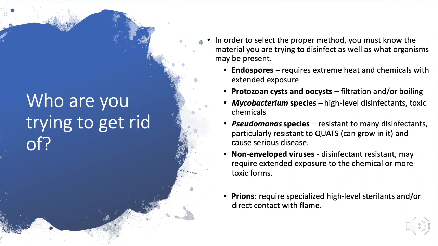Prions are the most difficult to get rid of of all pathogens. They require extremely high level, very specialized cold sterilants if you're going to use cold sterilization. Otherwise, incineration, direct heat or direct flame, is the only way that's known and reliable to destroy prions.